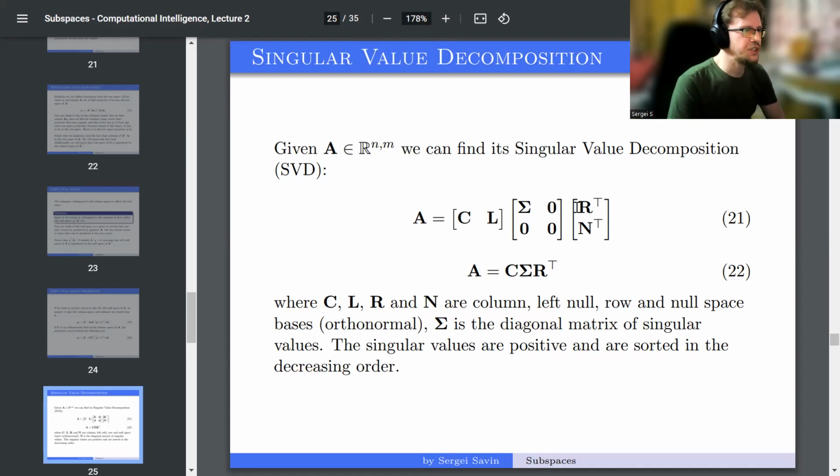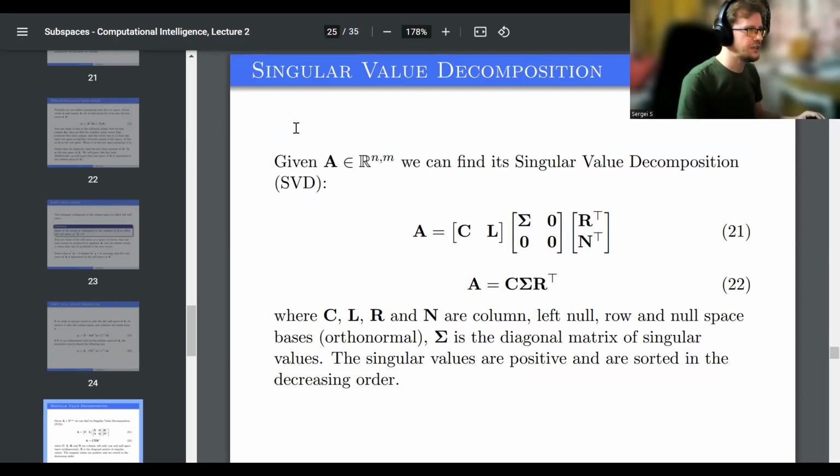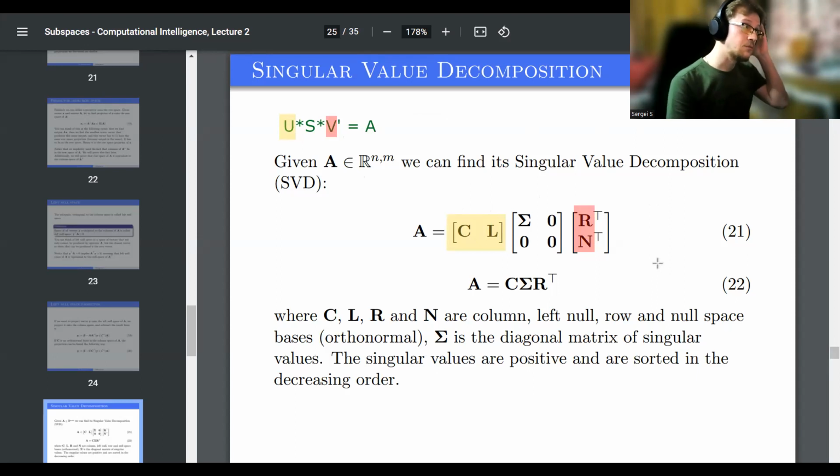Let's discuss SVD, but we'll discuss it in terms of subspaces. Typically, in the textbook, what you would find is that SVD of a matrix is something like this: U times sigma times V transposed is equal to A. This is a typical way to discuss SVD. I will discuss it in a slightly different way. Instead of U, I'm going to write it as CL. Instead of V transposed, I'm going to write it as RN transposed. Instead of sigma, I'm going to write it as sigma, 0, 0, 0, 0.